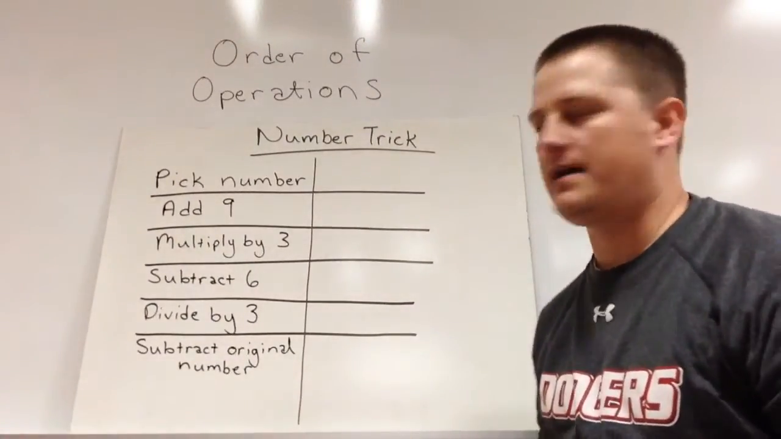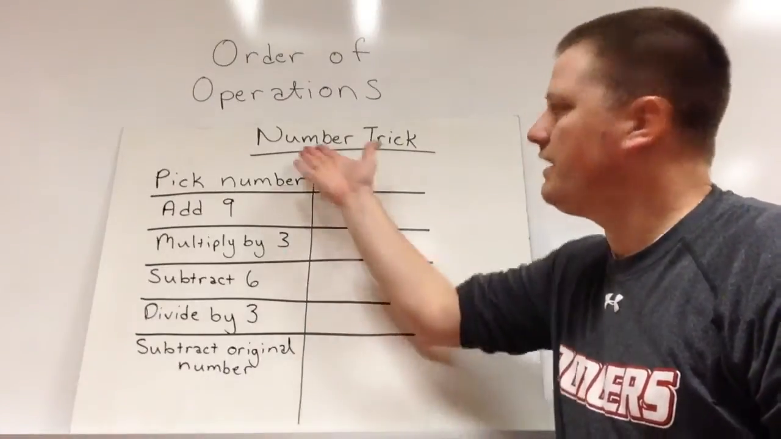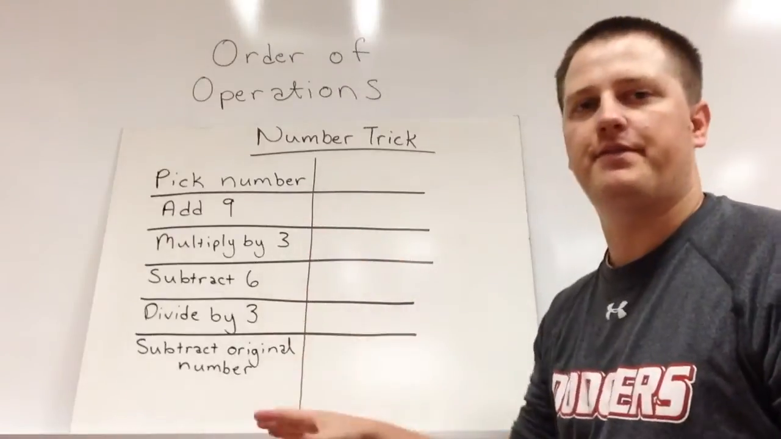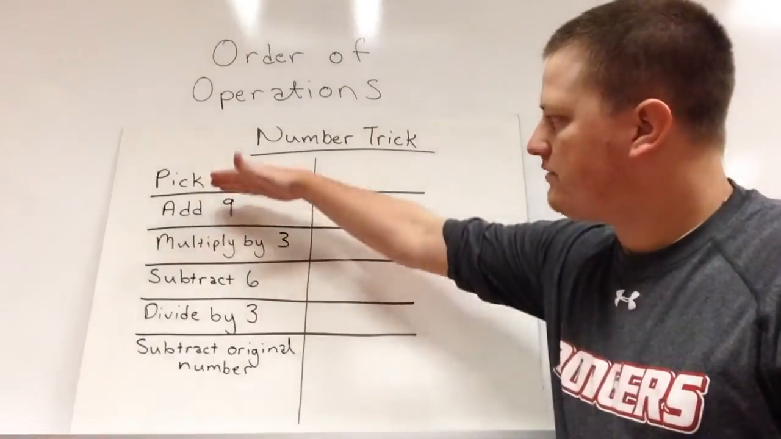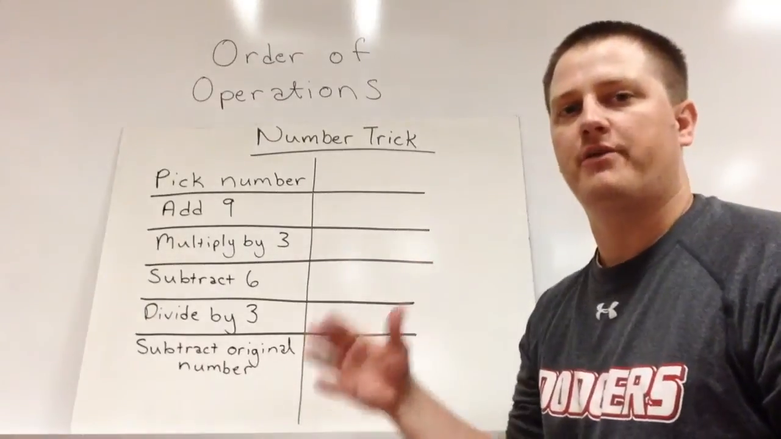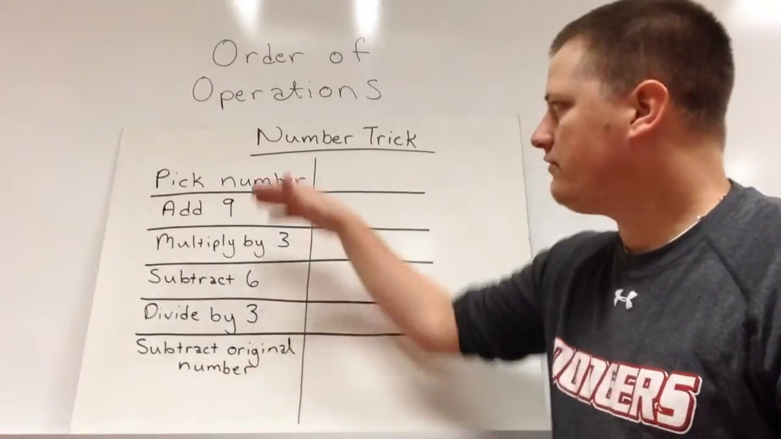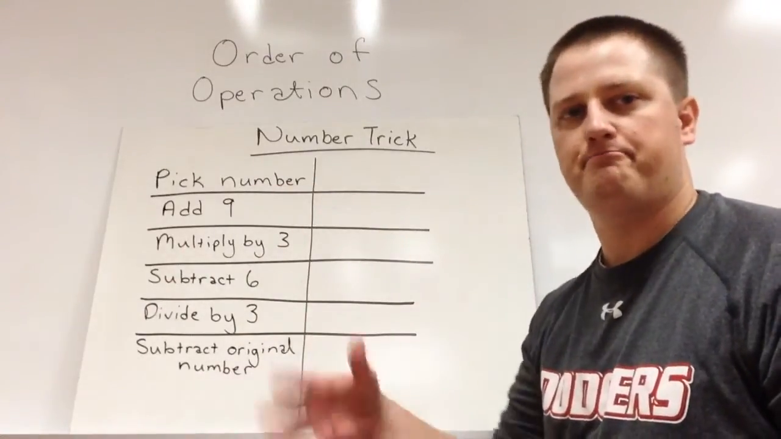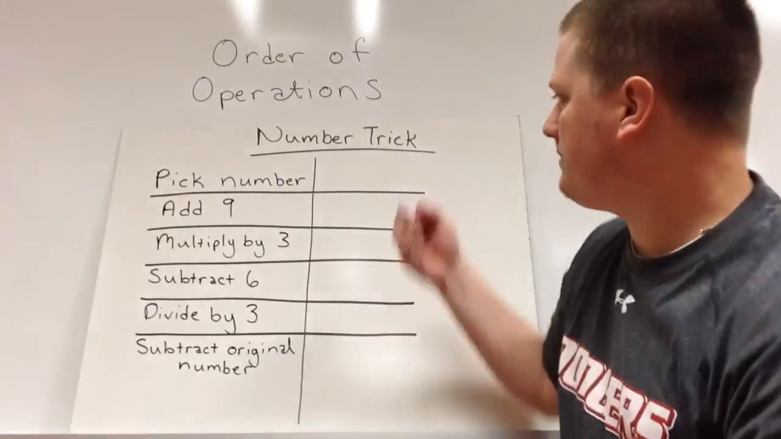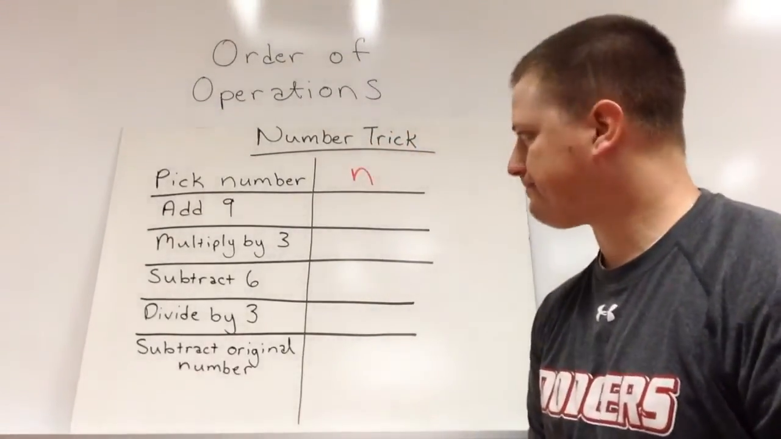Our first concept or idea here in understanding the order of operations is utilizing a number trick. So I'm going to show you the process behind this. These right here are the order of operations. What we're focusing on is what would we do first, second, third, and so on. So we want to go with any number. Anytime we want a random number, we typically use a variable. I'm going to use the variable n.